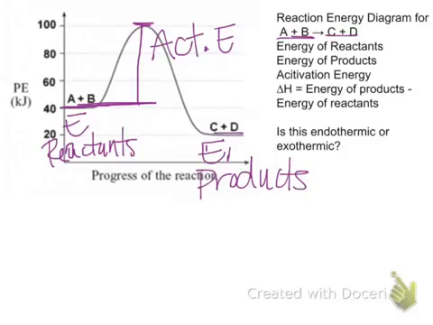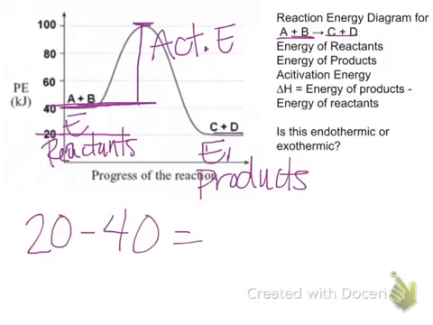So all we do to find that is take the energy of our products, which was C plus D. The energy of our products would be right here, so I'd run over, and I know that my energy of my products would be 20. Minus the energy of our reactants, which is 40, because you said it was right here. So we've got 20 minus 40. Negative 20. If you notice on our axis, it says kilojoules, so our units are going to be kilojoules. That is the delta H for our reaction.